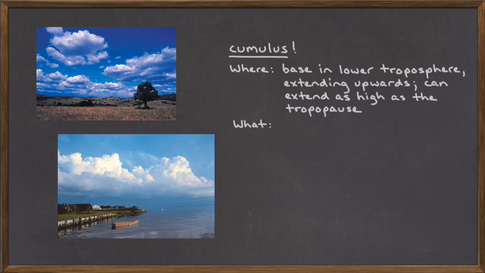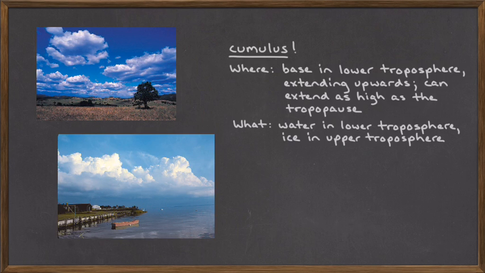So what are these guys made of? Well, it's kind of the same deal as before, that in the lower troposphere, they're mostly water. And then as you go up, you get more ice. There might be some mixed ice and water in mid-troposphere, and when you get to the upper troposphere, they're mostly ice.